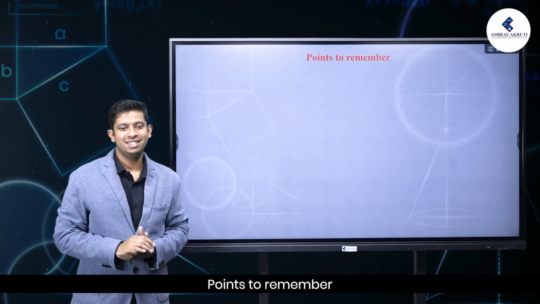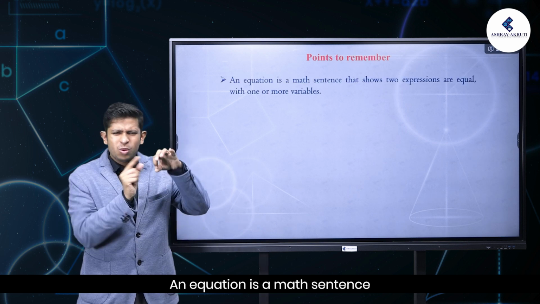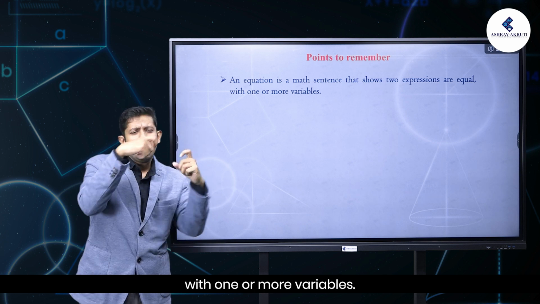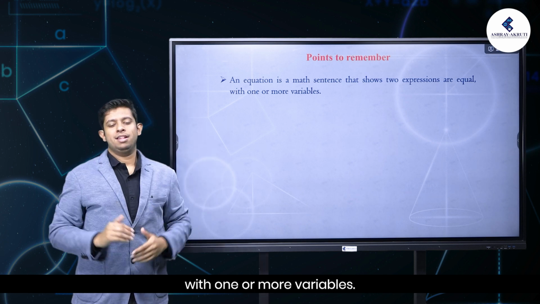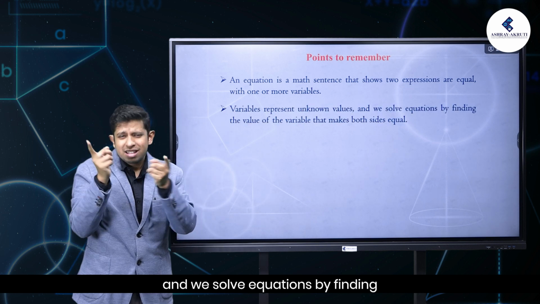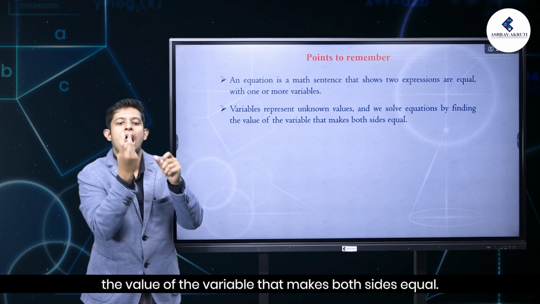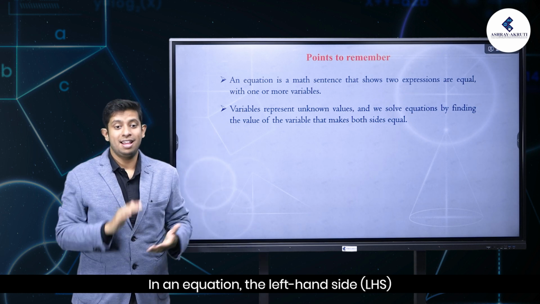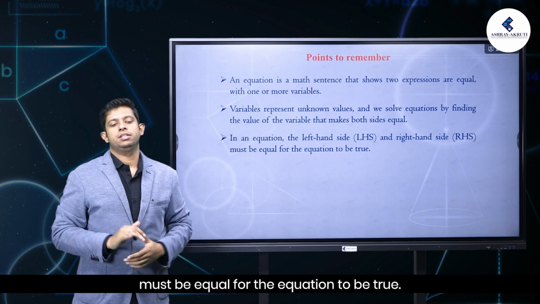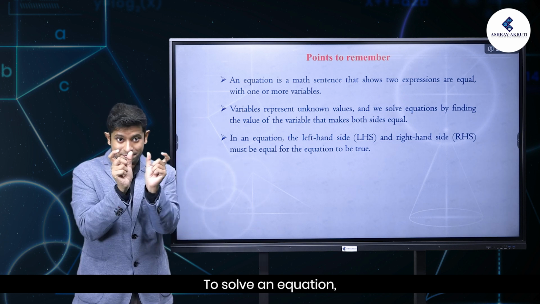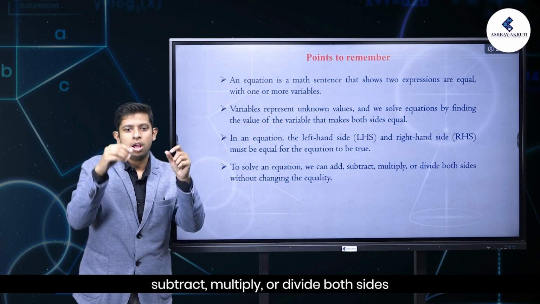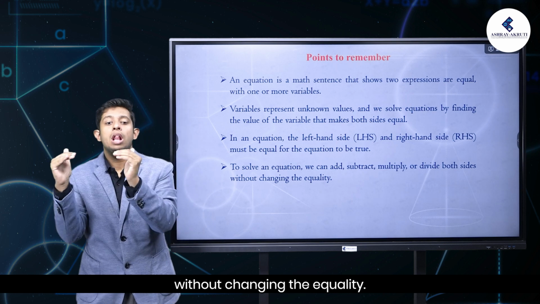Points to remember. An equation is a math sentence that shows two expressions are equal with one or more variables. Variables represent unknown values, and we solve equations by finding the value of the variable that makes both sides equal. In an equation, the left-hand side LHS and right-hand side RHS must be equal for the equation to be true. To solve an equation, we can add, subtract, multiply or divide both sides without changing the equality.